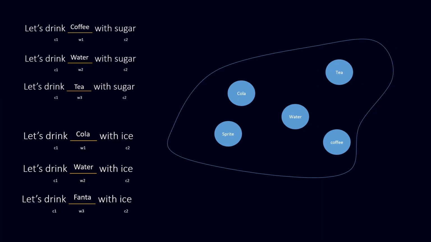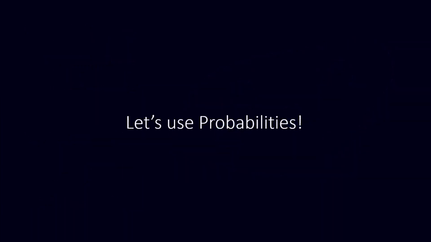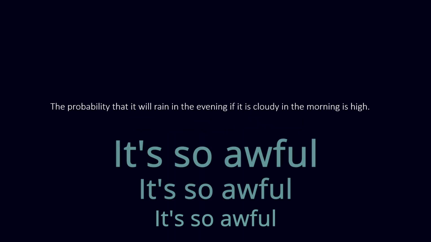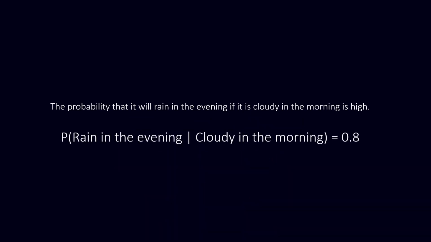Let's describe it in more math way. For that, we will use probabilities. Look at this sentence. The probability that it will rain in the evening if it's cloudy in the morning is high. And rewrite this in math way. Just the same stuff. Rain in the evening is an event, and cloudy in the morning is a context or condition. The result is a number between 0 and 1.